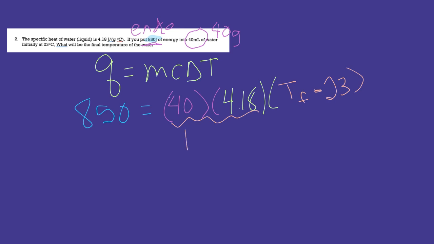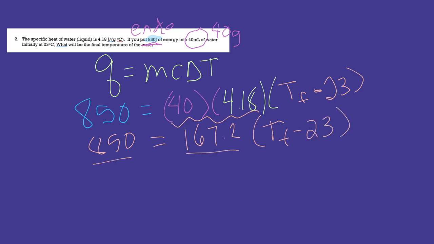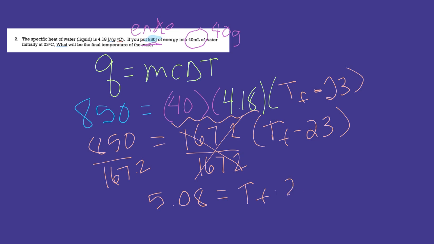So we get 167.2 equals 850, and this is still going to be TF minus 23. We haven't done anything with this. Let's go ahead and divide both sides by 167.2. Okay, these two cancel out. 850 divided by answer. So this is going to give us 5.08 equals TF minus 23. And then to both sides, we can just add 23. And we end up getting T final equals 28.1 degrees Celsius.